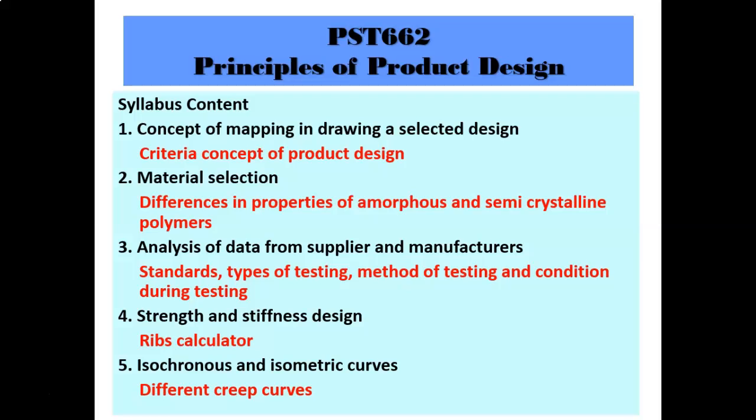Chapter 4 is about the strength and the stiffness design. Some other new terms we will find in this chapter, some parts like ribs and so on. Chapter 5 involves the isochronous and isometric curve, different types of creep curve for plastic design.